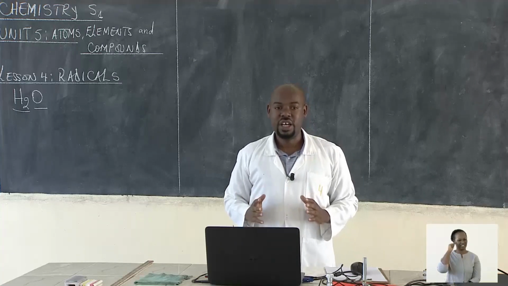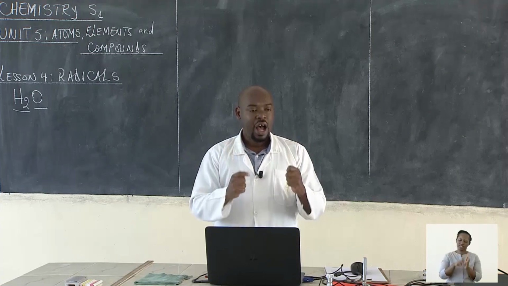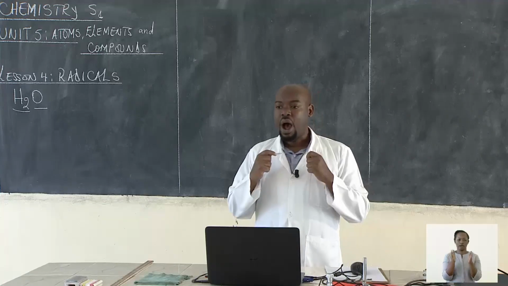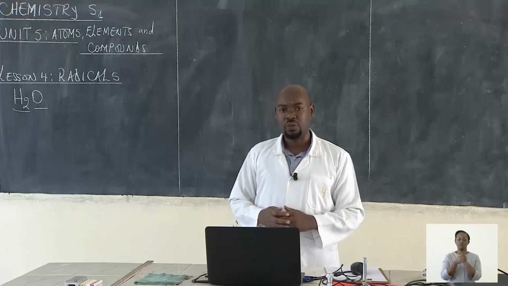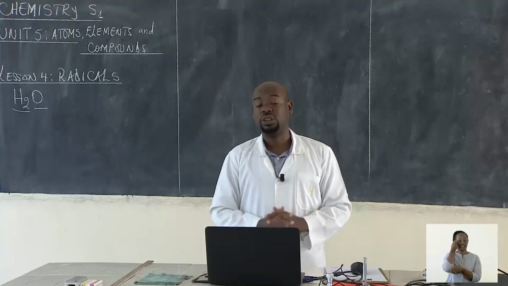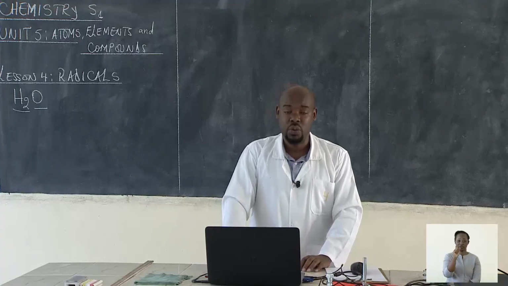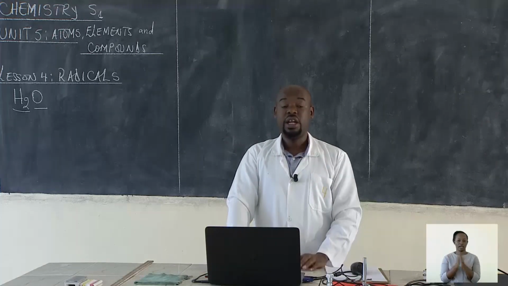I think it is very clear. So, compounds can be formed by combining radicals, and now we understand what a radical is. Let us have a look at why these radicals form. Why do radicals form? To help you understand why radicals form, I have a question to ask you. Something you have to think about, and then we analyze it.